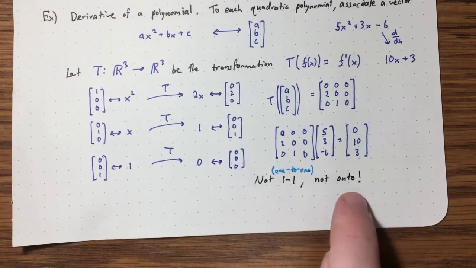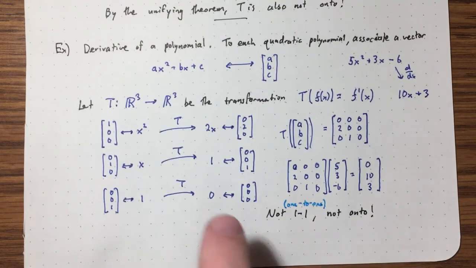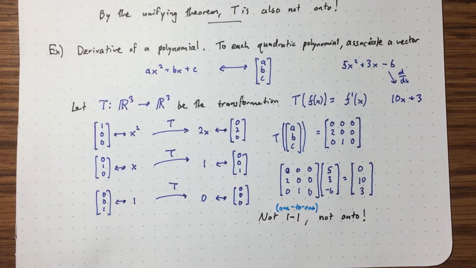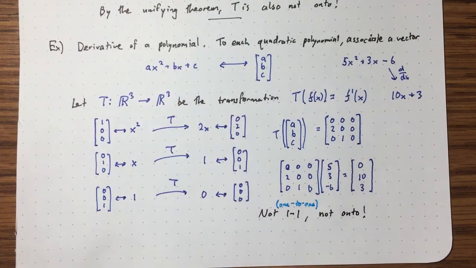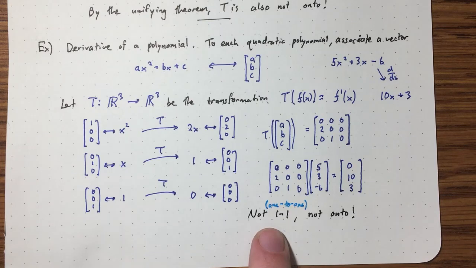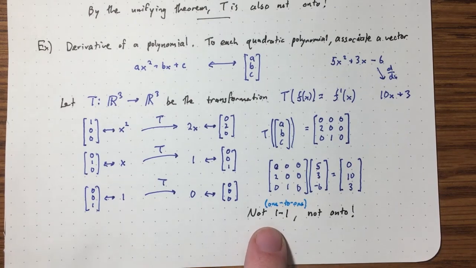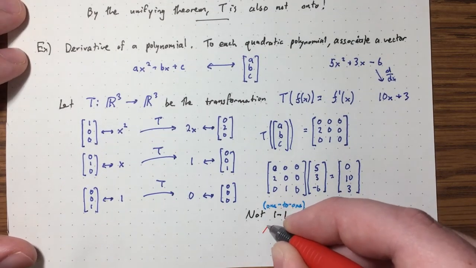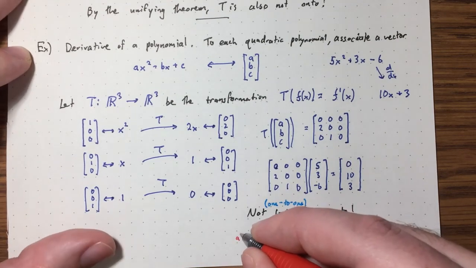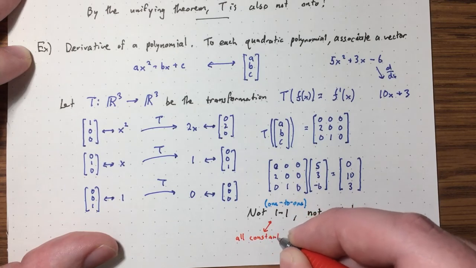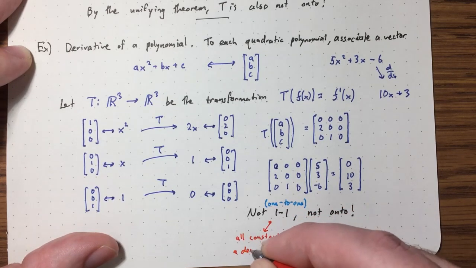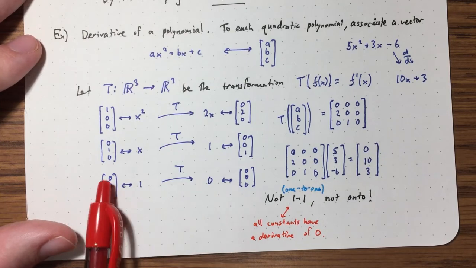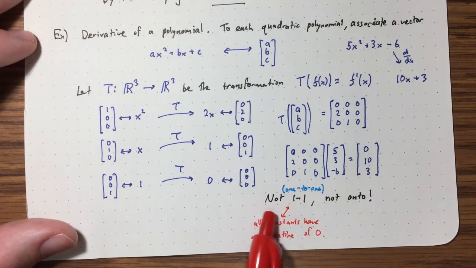Okay, we can think about what this is saying in terms of differentiation itself. So what does it mean for differentiation of this quadratic polynomial to not be one to one? Well, it means that there must be several kinds of polynomials that all get mapped to the same thing, right? So something has to get hit more than once, and one example is the zero vector. So for example, this is saying that all constants have a derivative of zero. So 0, 0, 1 gets mapped to zero, but 0, 0, 2 also gets mapped to zero.